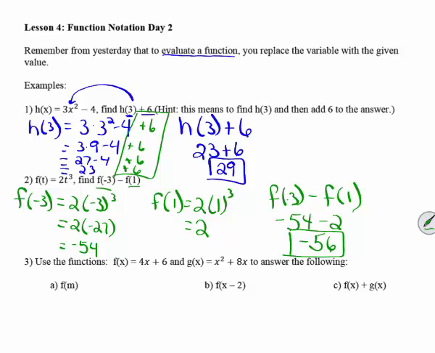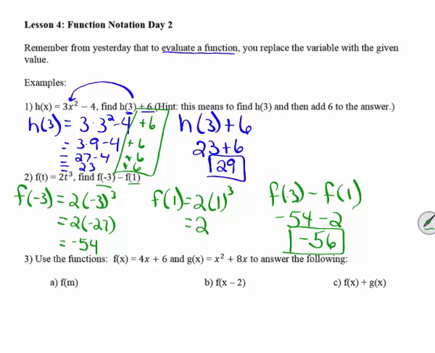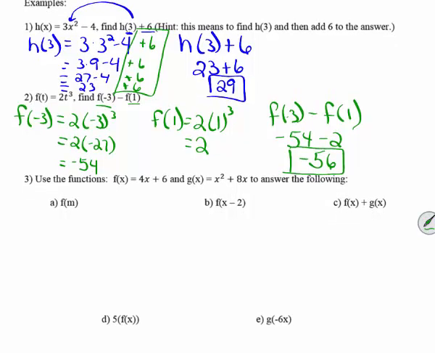Sometimes we can take and put in another variable. So this means wherever I see x, I'm going to put m in. So this is going to be 4 times m plus 6, which is just 4m plus 6.